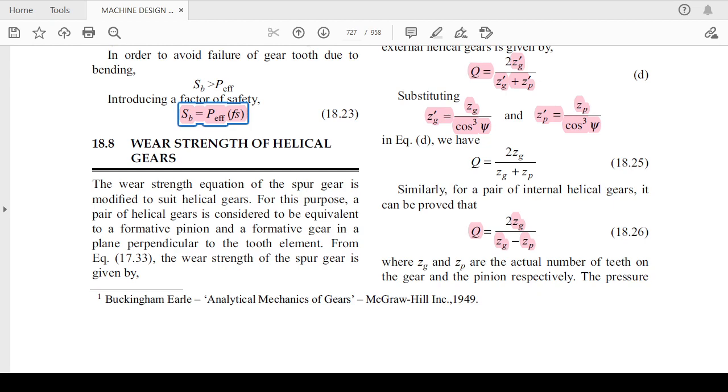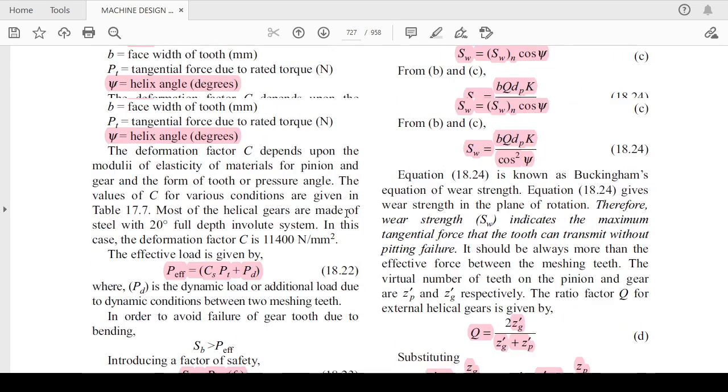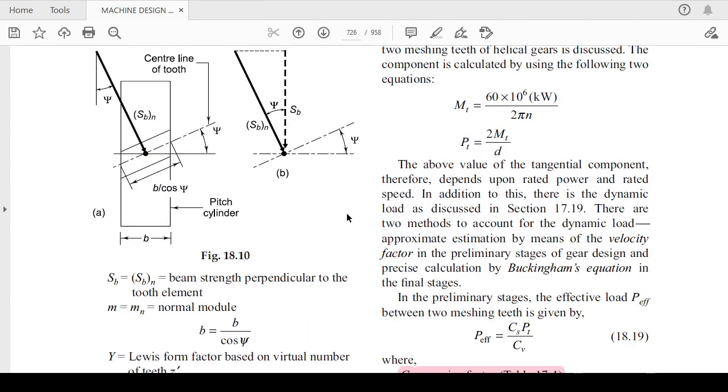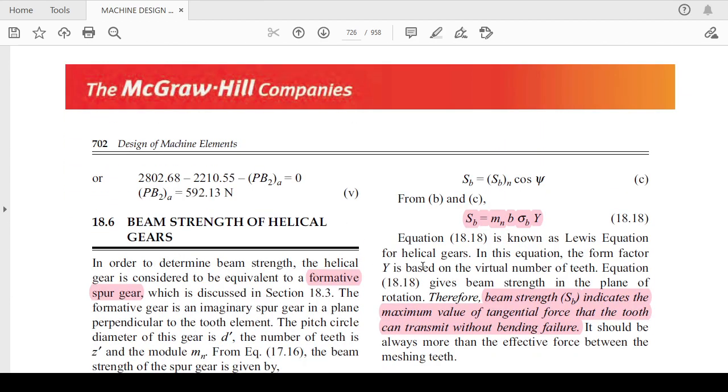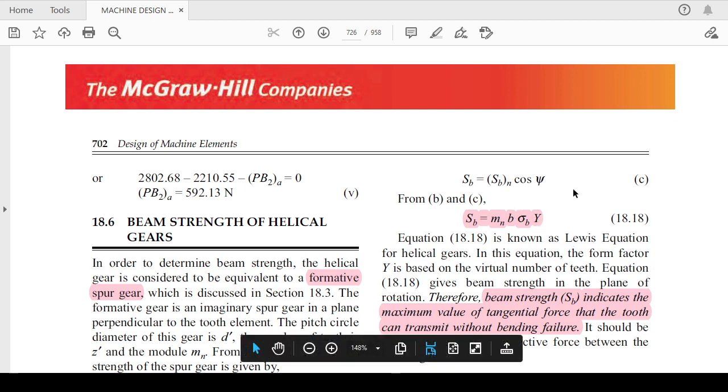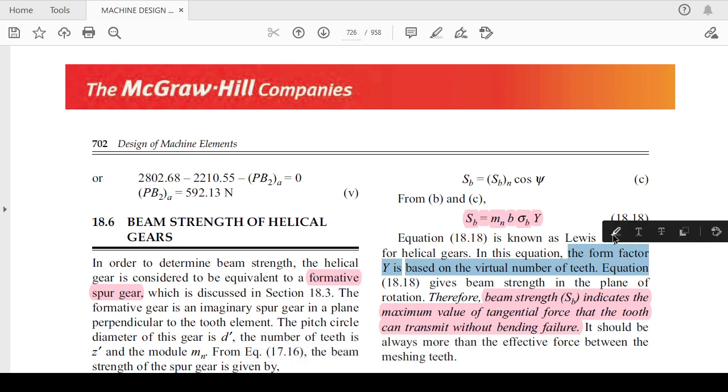Hello friends and my dear students, as in the last session we discussed the beam strength of helical gear. I am just recalling it, which is equal to Mn B Y sigma b, where B is face width, sigma b is your bending strength or bending stress, and Y is the Lewis form factor. Note one thing which I missed in the last session: this Y depends on the virtual number of teeth. Okay, I mean the Lewis form factor is based on the virtual number of teeth, not on the actual number of teeth.